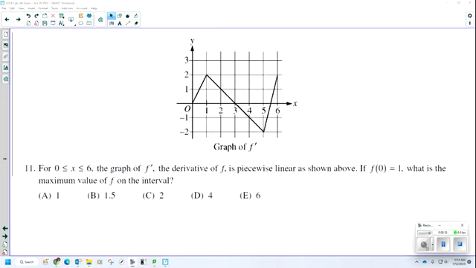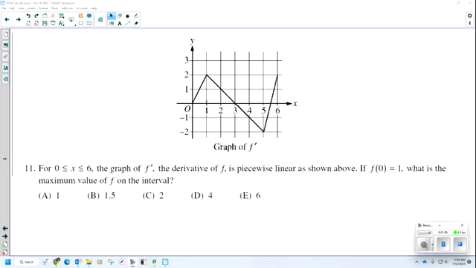You know, I must be living life right because question 11 starts with a graph. I love me some graphs and tables and charts. Oh my. Number 11 reads, for x values from 0 to 6 inclusive, the graph of f prime, the derivative of f, is piecewise linear as shown above. If f of 0 is 1, what is the maximum value of f on this interval?